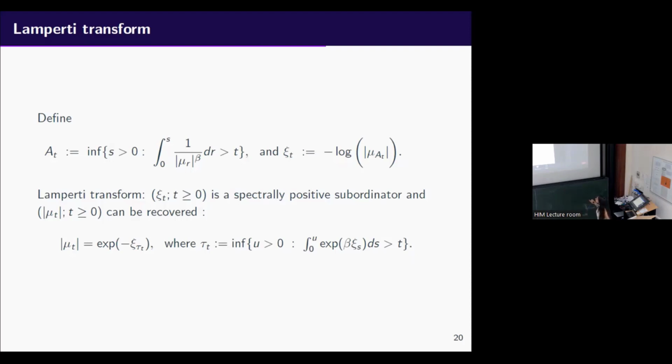I mean, I'm not an expert on Lamperti transform, but I spent some time in Mexico, so I think I got something out of it.